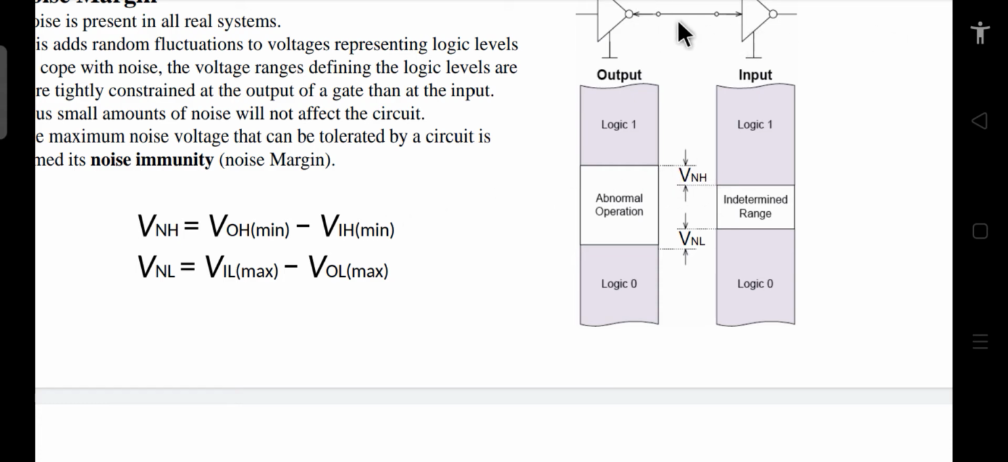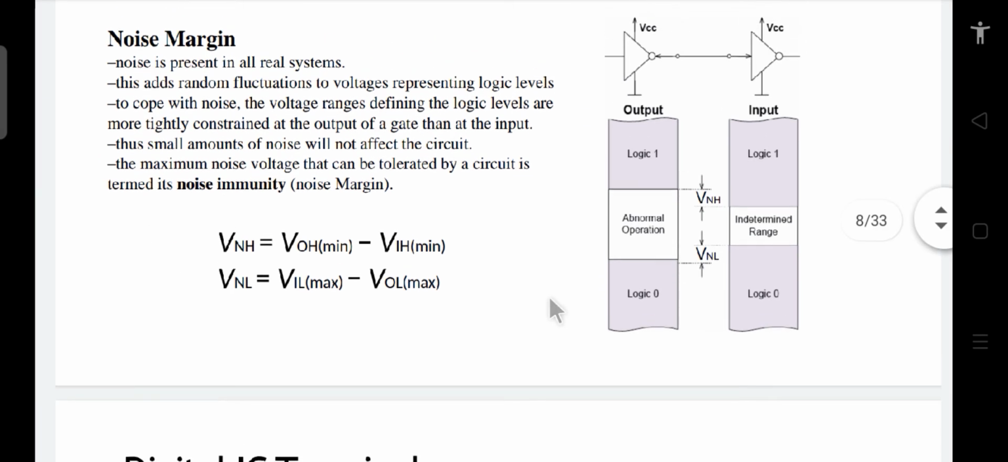Okay, so whatever voltage appears on the output of the second transistor and whatever appears on the input of the second transistor, they should fall in this range only. If they fall outside of this range, then the transistor will not operate properly. Similarly, you define the noise margin for the low side, the difference of these two voltage levels, and the logic is the same. Okay, so this is how you define the noise margin, right?